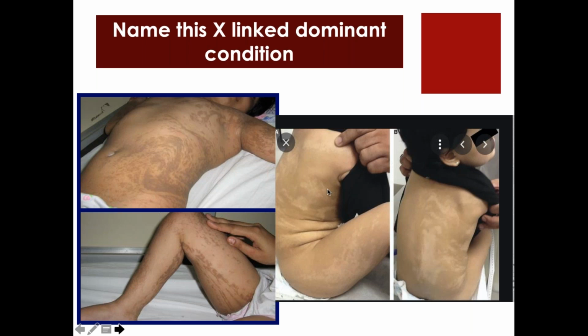You can see some hypopigmentation occurring on one side. The other side is completely spared, occurring along the lines of Blaschko, affecting almost half of the individual's trunk, limb, even the lower limb. Here also you can see it, half and half. This is another view of that child.